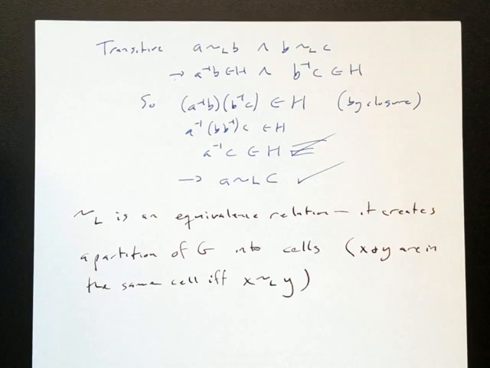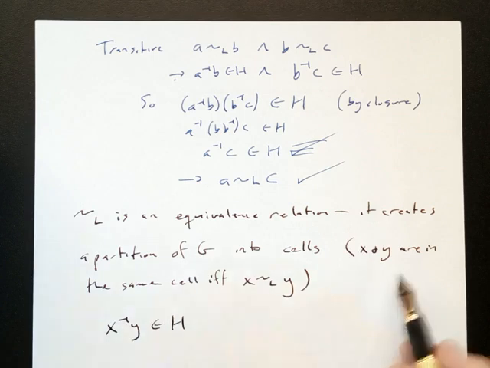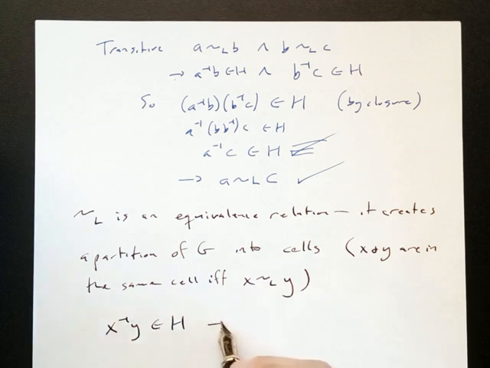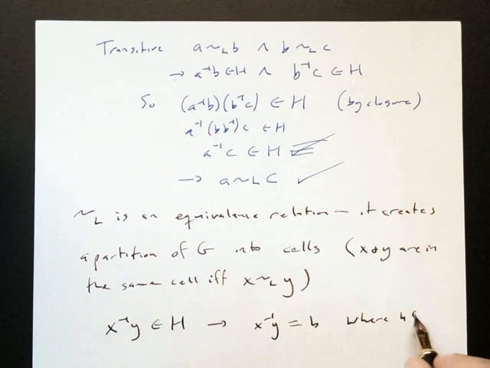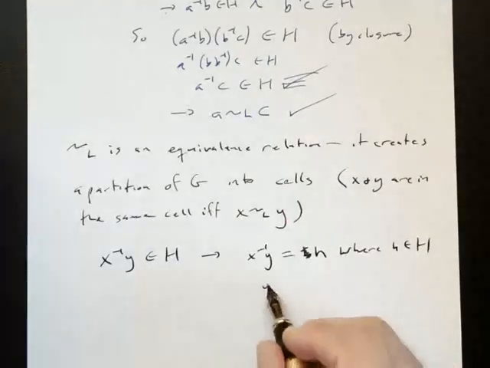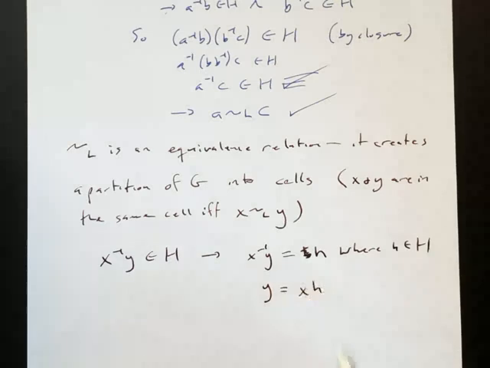But wait a minute. If two things are related, then x inverse y is in H. Right? If x and y are in the same cell, then they're related, and that means that x inverse y is equal to little h, where little h is some element of capital H. That's an H, not a B. Let's make that clearer, H. Bad handwriting strikes again, sorry. But that means that y looks like xh.